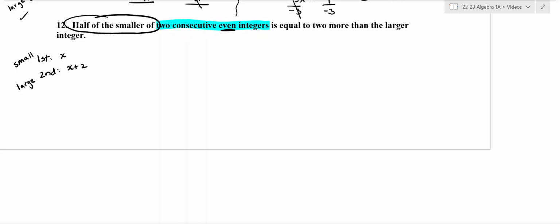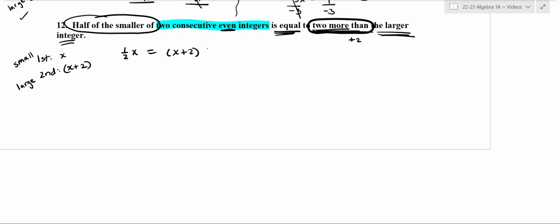Half of the smaller. So half of x, right? Half of the small one is equal to 2 more than. That means we're going to add 2 to what? The larger integer. Okay, that's not bad. The larger one is x plus 2. And we're going to do 2 more than that. So plus 2. Whew. All right, so now it's just algebra.